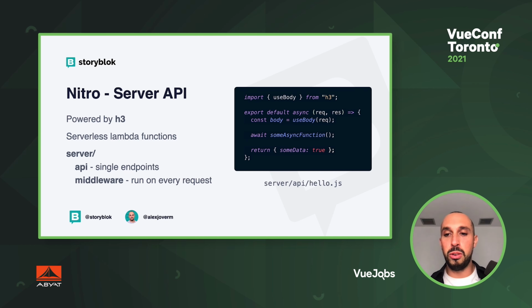So let's say that if you write a file hello.js under the server/api folder, that will map to your domain.com or whatever /api/hello. And that's it. Both Vercel and Netlify, for example, will run them as serverless functions.